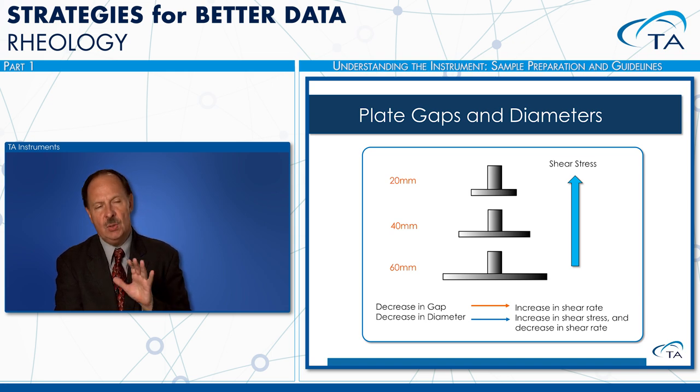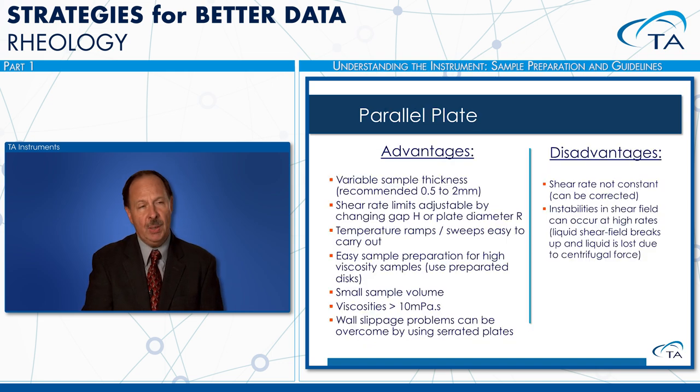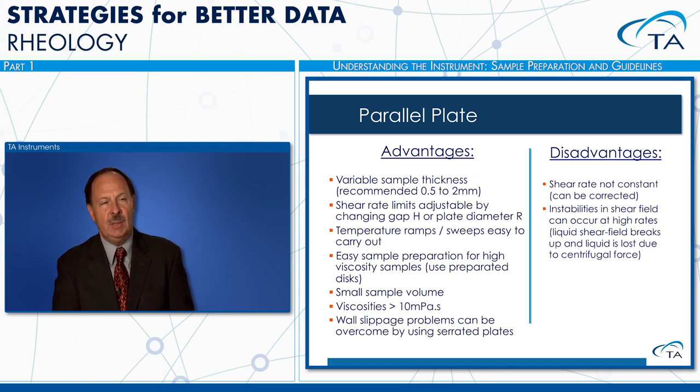And as I said, this is used so much in the world of polymer melt rheology. For polymer melt rheology, the most common diameter is 25 millimeters at a gap of 1 millimeter. And again, we go through our table of the advantages and disadvantages for parallel plate. And as I said, the shear rate and shear stress aren't constant, but they can be corrected.